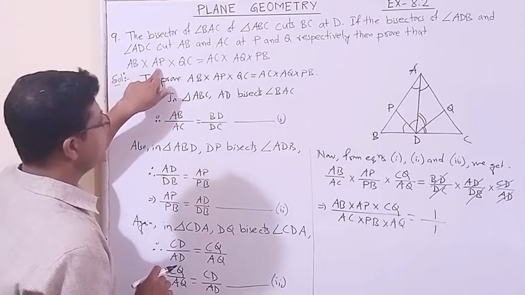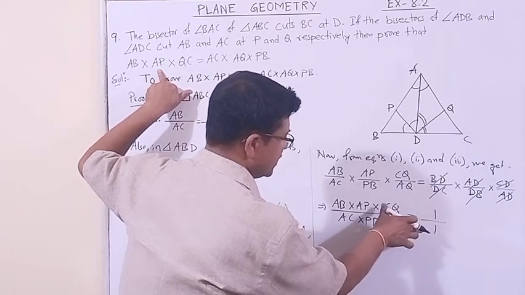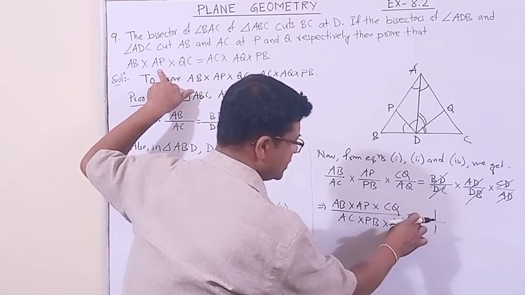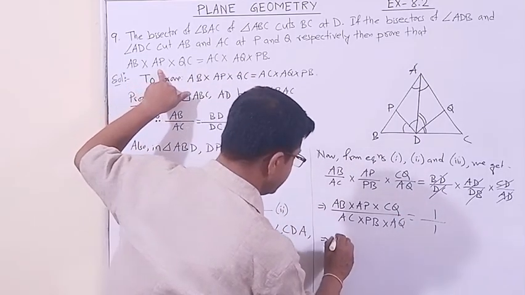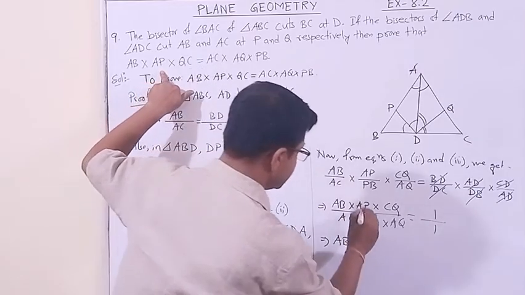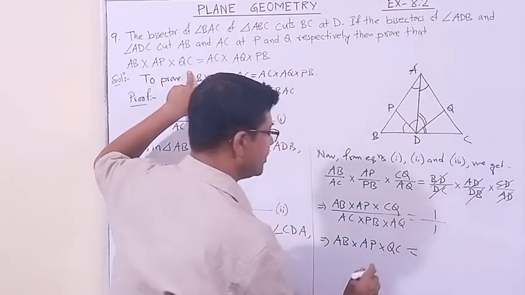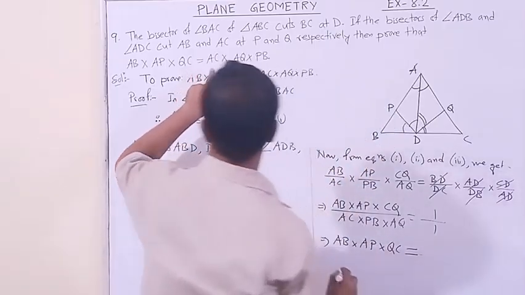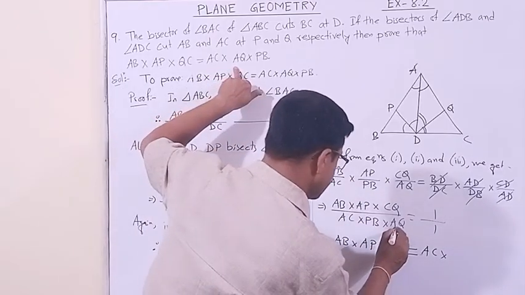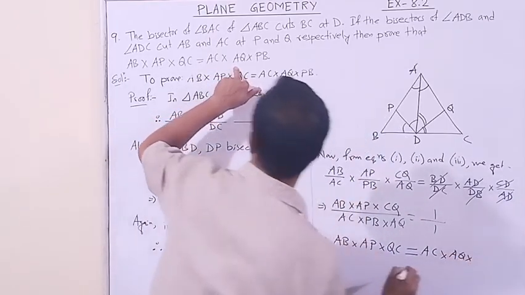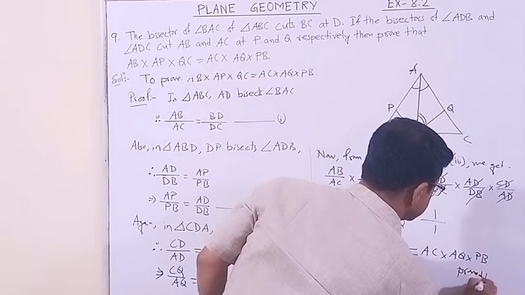What we have to do? Let us cross multiply. This by this equals this by this, so the product of this into this is equal to the product of this and this. So it is AB into AP into CQ, or QC, it is the same thing, according to the demand of the question we are writing it, isn't it? It is equal to AC into AQ into PB. Thus we have obtained the desired result.